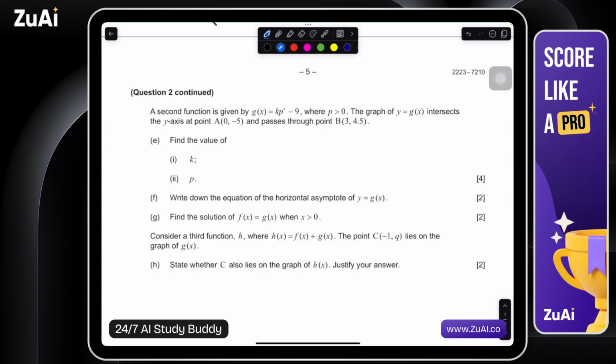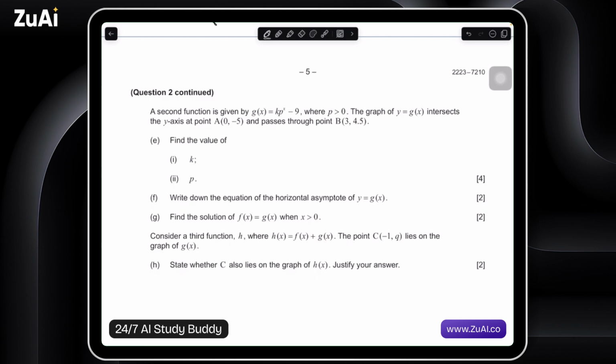Alright, let's continue on. A second function is given by g of x. So remember, we can call our functions different things. Often we say f of x, but we can call them g of x, h of x, q of x, p of x. It's just a different name for a function. It's like y1, y2, y3.